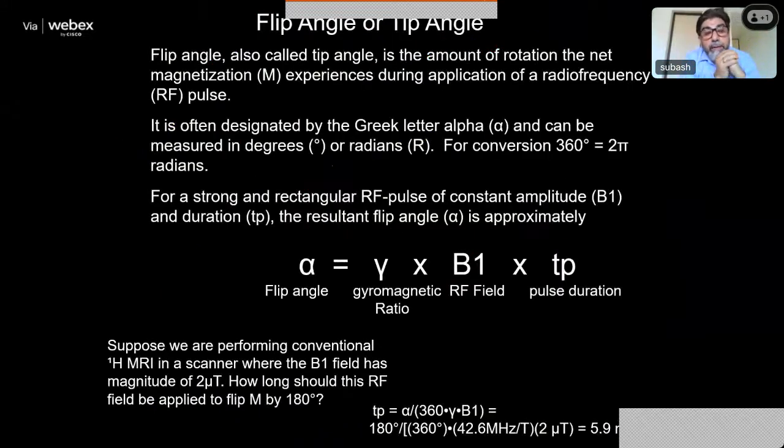And how do you calculate the flip angle? The flip angle, or the tip angle, is calculated by the gyromagnetic ratio times the B1 field, which is the radio frequency field, times the time of the pulse. Depending on this, you can calculate how long the pulse should be on to create a 90-degree or a 180-degree pulse. For example, if you have a B1 field of 2 microtesla and you want to create a 180-degree pulse, you need at least a 5.9 millisecond pulse duration to create this 180-degree transition from plus Z to minus Z direction.